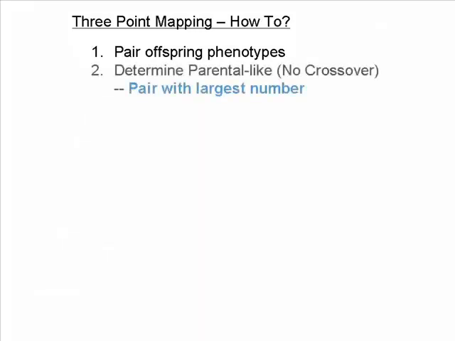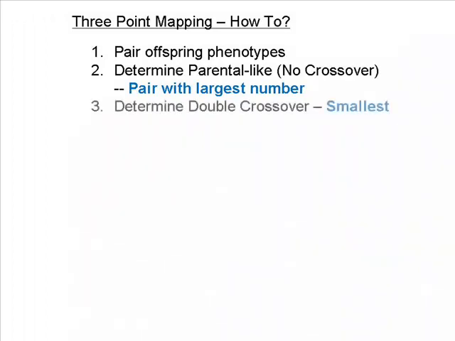You then need, from those pairs, to determine the parental-like or null crossover. By definition, this will be the pair with the largest number of progeny. You then determine the double crossovers, which by definition will be the smallest number. Now I want to say something here. You need to be very careful, because in problems in textbooks and other places, you may not get any double crossover progeny. So you may only have 6 classes of progeny. If that happens, that means you're missing 2 individuals, and they're simply 0.